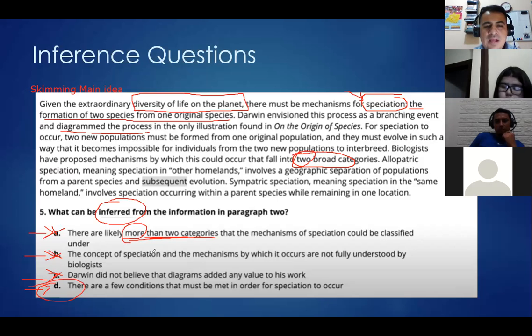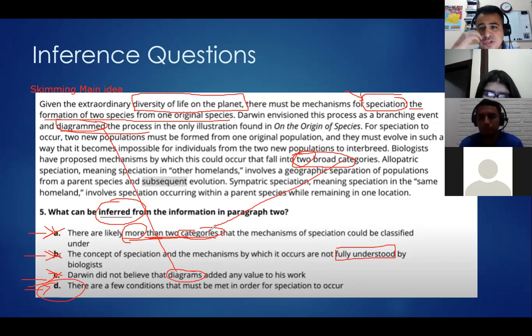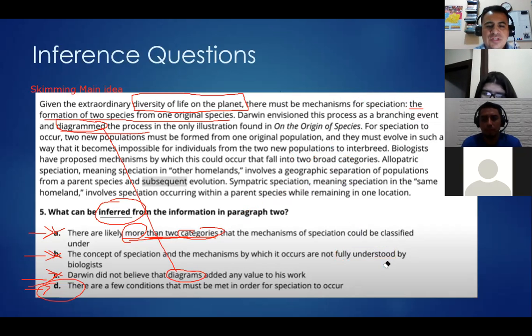Okay. The concept of speciation and the mechanism by which it occurs is not fully understood. Es decir, los científicos no entienden el proceso? No. They understand it, right? Darwin explained it. C, Darwin did not believe diagrams added any value to his work. ¿Dónde está la palabra diagrams? Here. I'm going to match it with here. Categories, la palabra categories, I'm going to match it here. Right? So tienen que volverse, right? Scanning, por eso scanning le va a ayudar con keywords, right? All right, excellent. Good job. Questions? Does anybody have any questions?